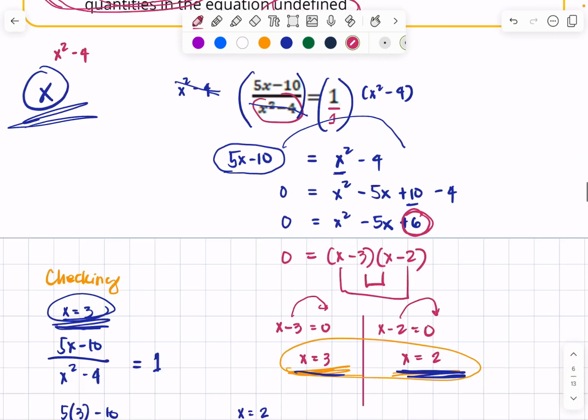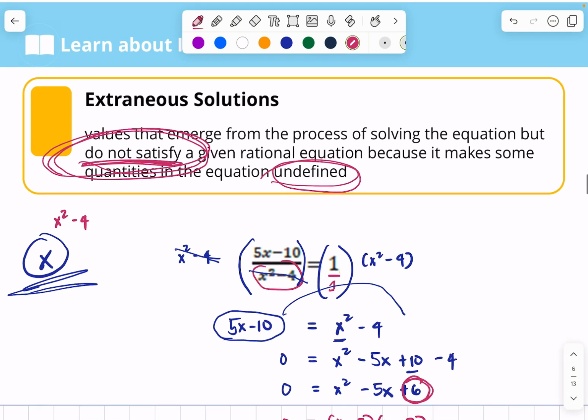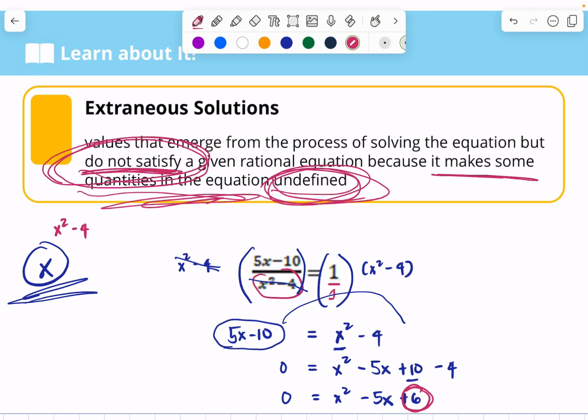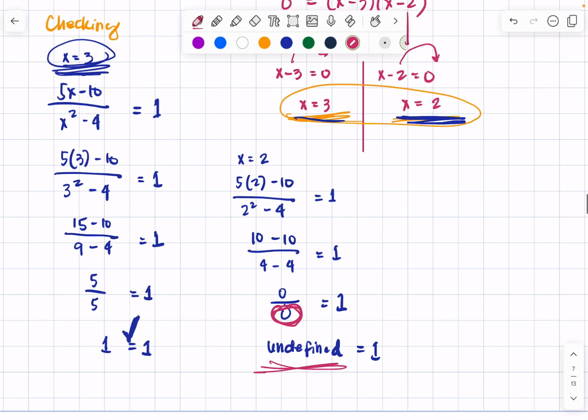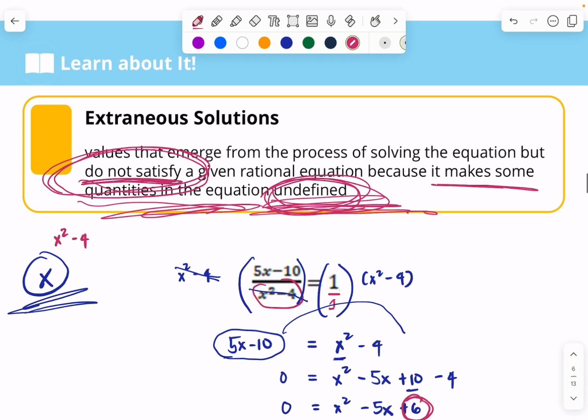Now, let's go back to the definition of extraneous solution. It makes some quantities in the equation undefined. It is undefined. So, what is your extraneous solution? Your extraneous solution is x is equal to 2. It made a part or value of your equation undefined. Right, that is the definition of extraneous solution?